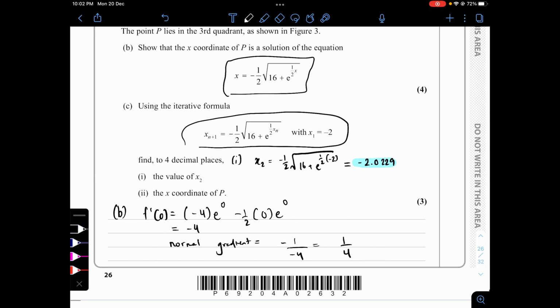Then it says the x coordinate of P. Basically what they want is, they want you to continue using this formula. So I'll just write, for this over here, continue until you get the same value.